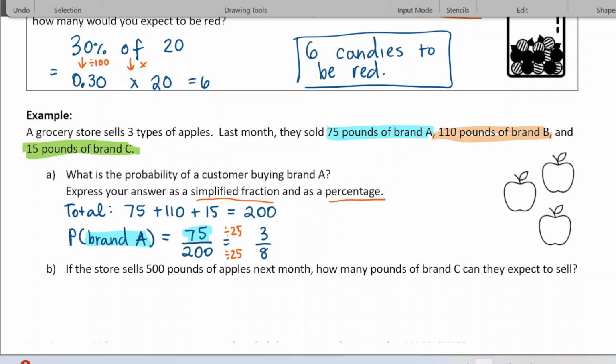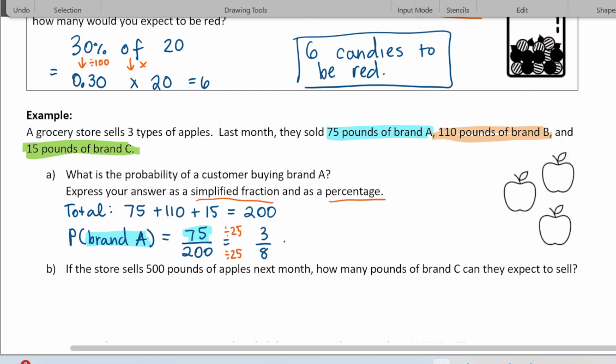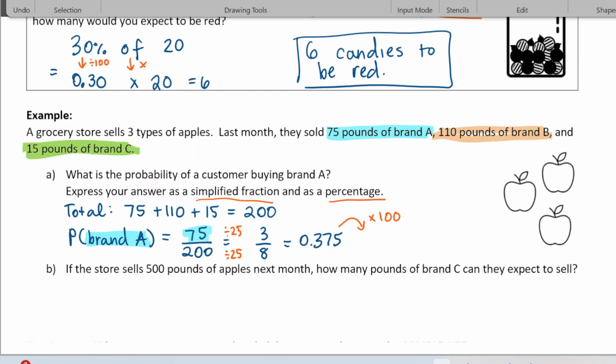Now, if we use our calculator, we can turn this into a percentage. We're just going to type 3 divided by 8, and we get 0.375. That's the decimal version. Now, to change that to a percentage, all I have to do is make it out of 100, times it by 100. So that just moves the decimal over 2 spots, and I get 37.5%. So the probability that a customer chooses brand A is 3 out of 8, or 37.5%. Okay, let's see the next question.